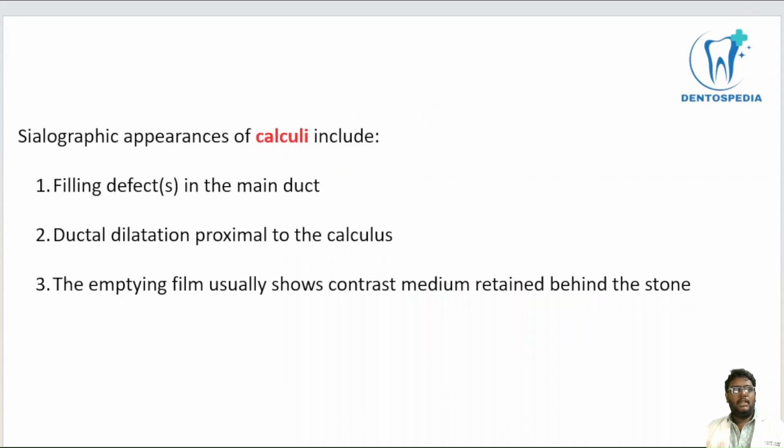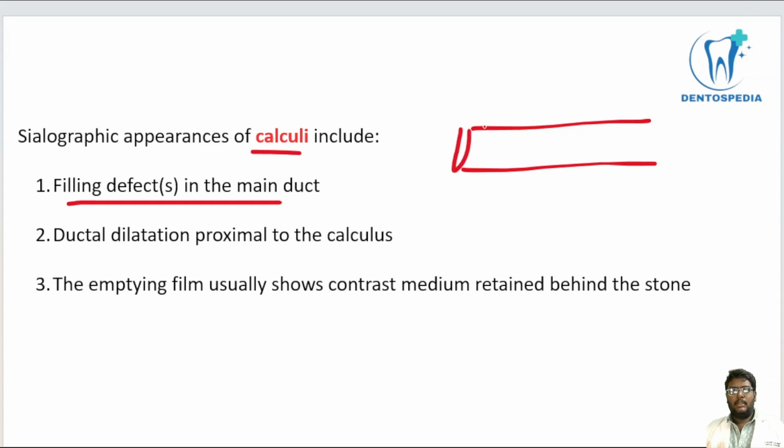And we'll learn about the sialographic appearances one by one. Coming to the appearance of calculi in sialography, in certain situations this filling defect can be seen. Suppose this is the duct, and here there is a salivary gland stone. If you inject the contrast media, it will not go further beyond the stone, right? So if you take a radiograph, the contrast medium will be present here but not here. That is called filling defect.